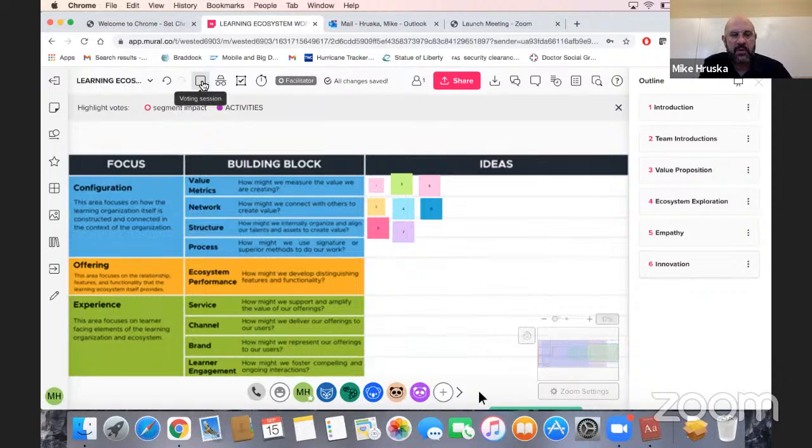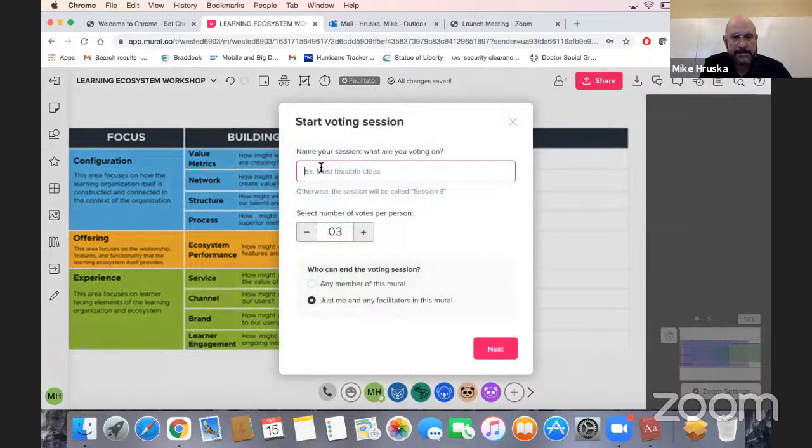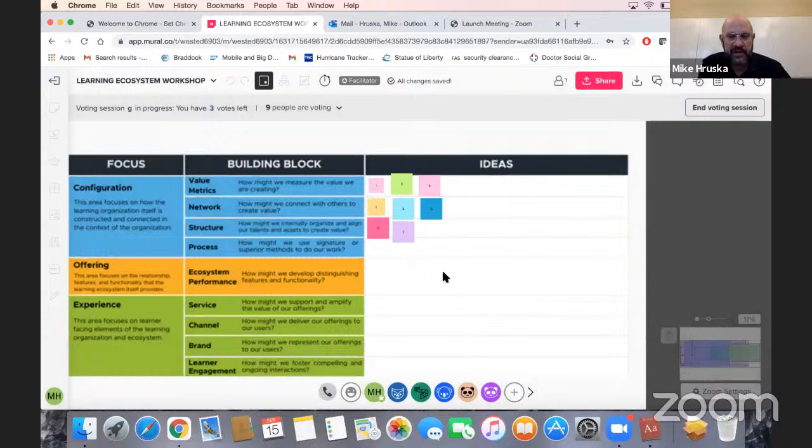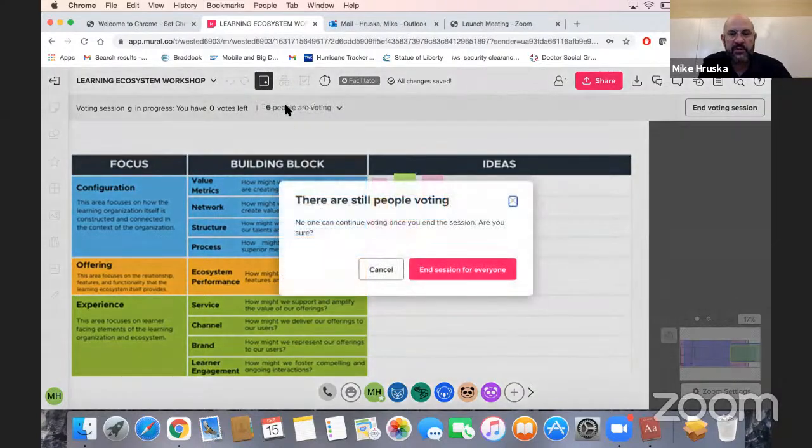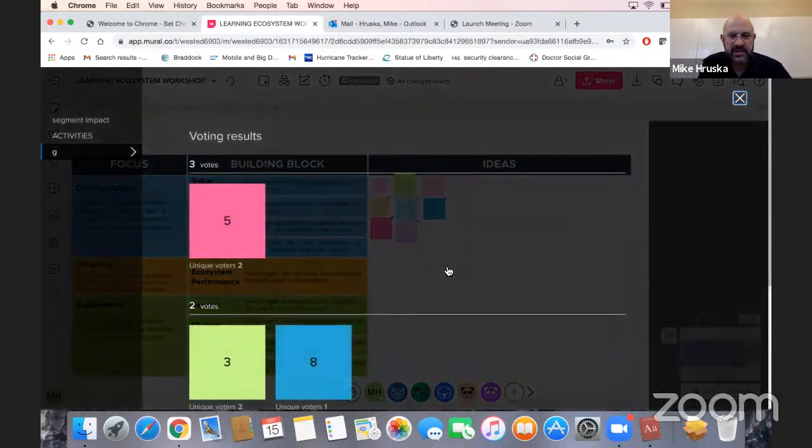And then up here in Mural, there's something called a dot voting session. So I could start a voting session and I could set 3 votes per person, and boom, I could begin voting. And everyone would have the opportunity to click on their post-it choice and be able to see dots on there. And then I can end the voting session. And then what it'll give you, which is really nice, is a quick view. Number 5 had the most amount of results, and then these are the other things.